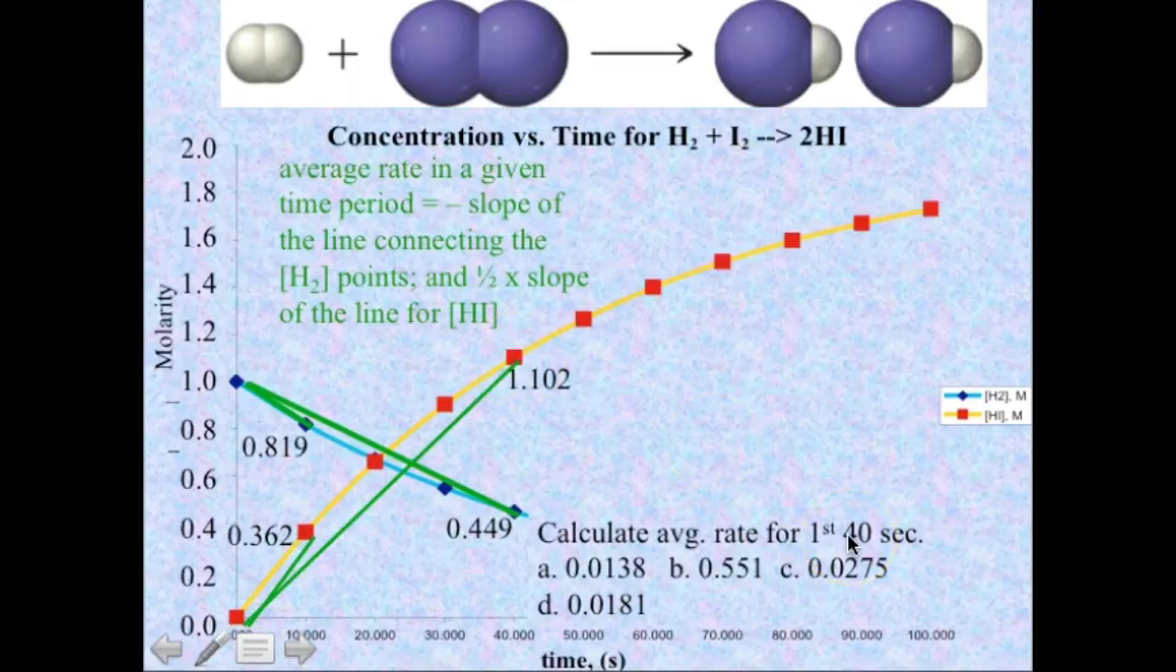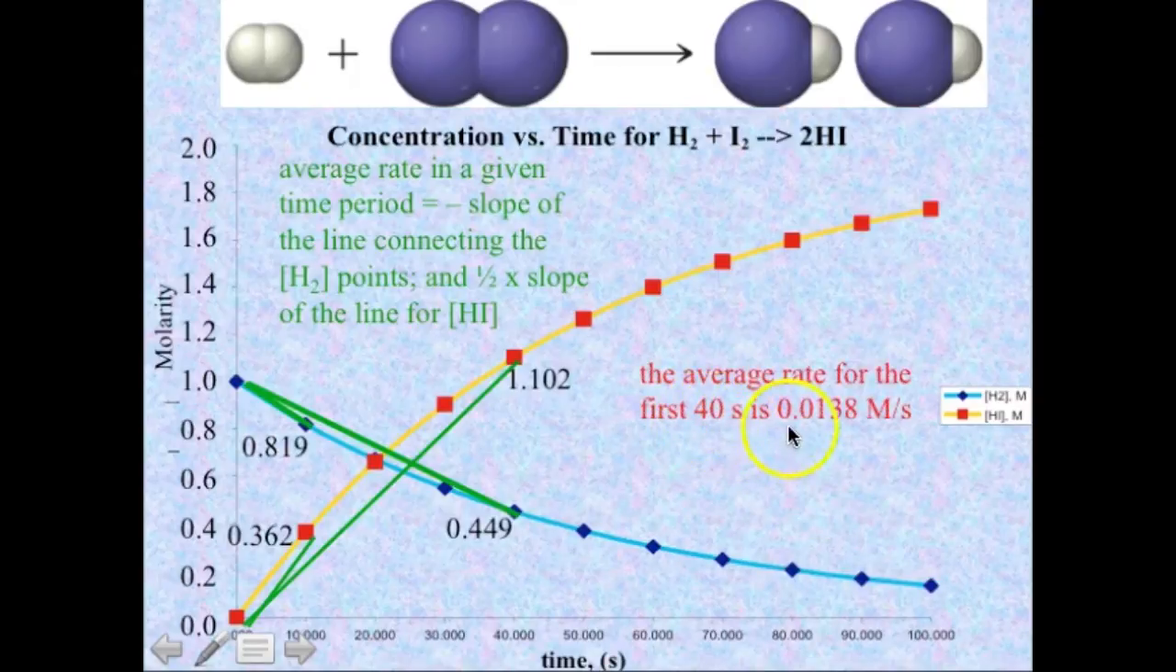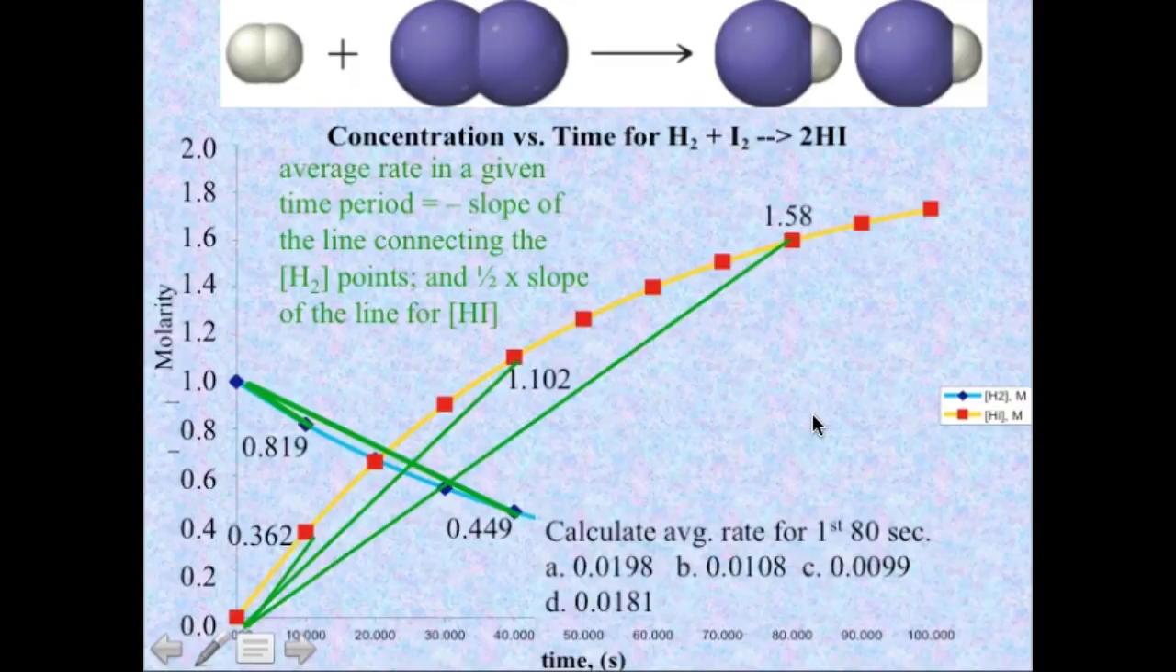If we go a little further out in time, we calculate the average rate for the first 40 seconds. We see that for the first 40 seconds it's 0.0138 molarity per second. Or for the first 80 seconds, the average rate is 0.0099 molarity per second. So the rate keeps changing based on your starting point and ending point.